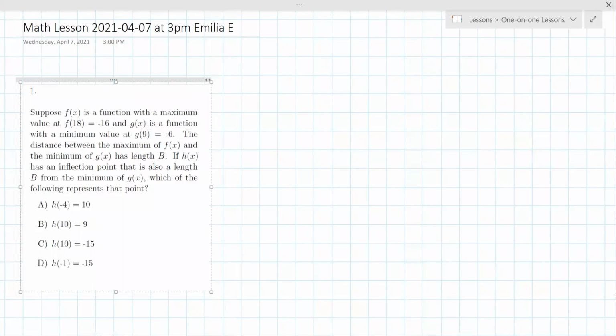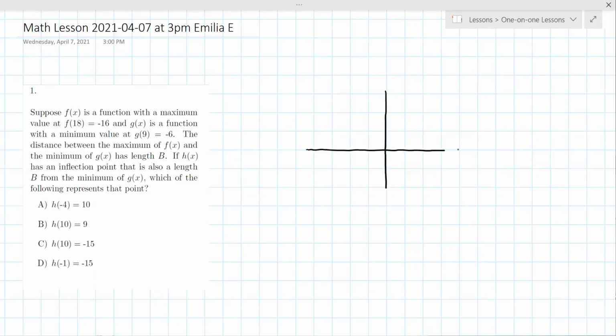Any idea where to start here? Any kind of first guesses? Well, do you use like distance equals rate times time since it's a distance? Yeah, we could definitely calculate the distance between these 2 points here. So a rough sketch, if we needed it, which we don't, but it'll help with this problem. At f of 18 equals minus 16, so this is the point 18 comma minus 16.